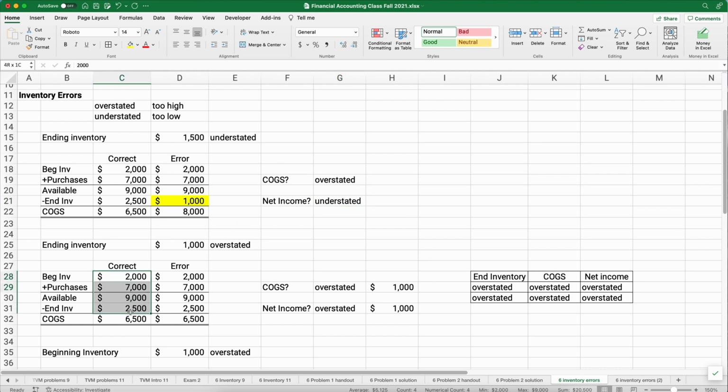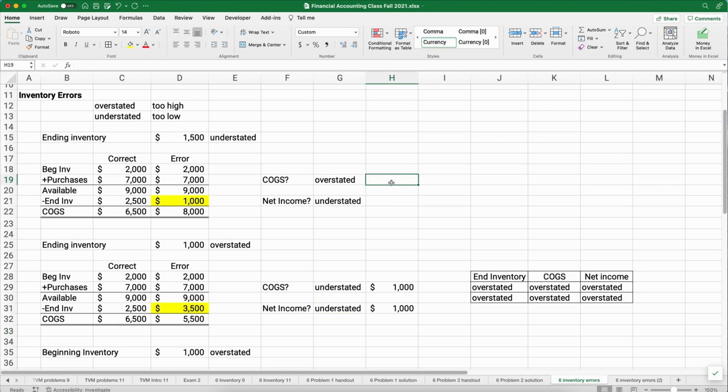All right, go back to our original numbers. Here's our original numbers. And let's assume that our ending inventory, for some reason, we made an error and it's too high by $1,000. So this is $3,500. So what that means is our cost of goods sold is going to be, instead of $6,500, it'll be $5,500. So our cost of goods sold is going to be understated. It's too low by $1,000. And it's going to be net income. If our cost of goods sold is too low, our net income is going to be too high by $1,000.